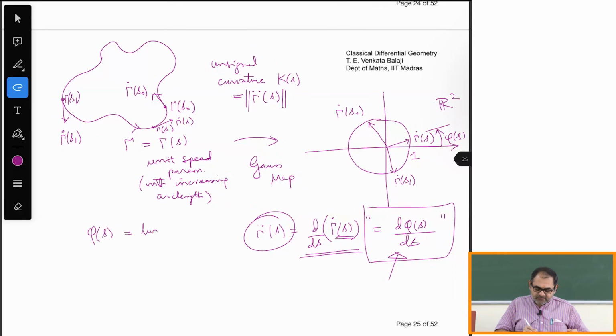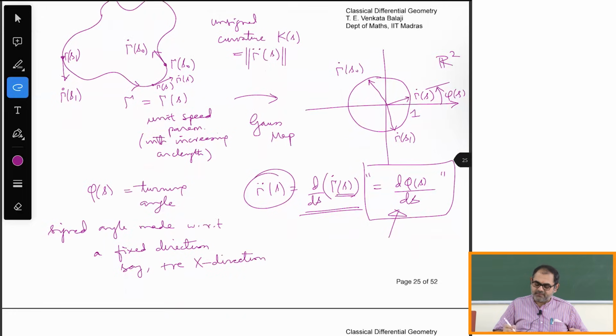So this phi of s is the turning angle, okay, and it is a signed angle made with respect to a fixed direction, say the positive x direction.